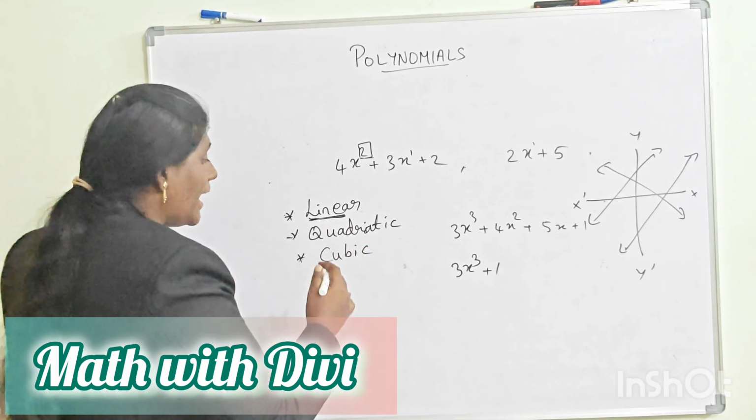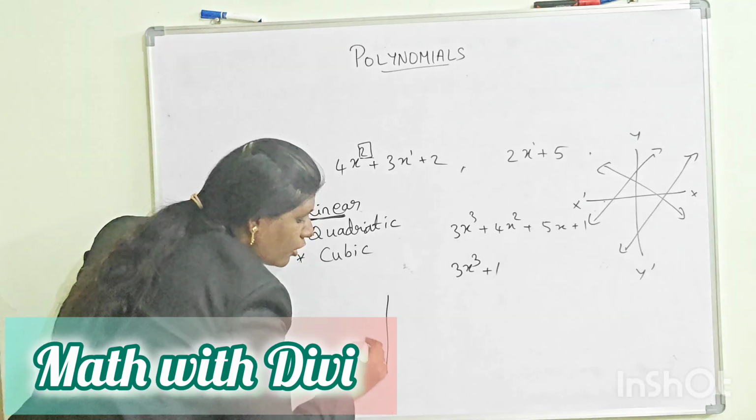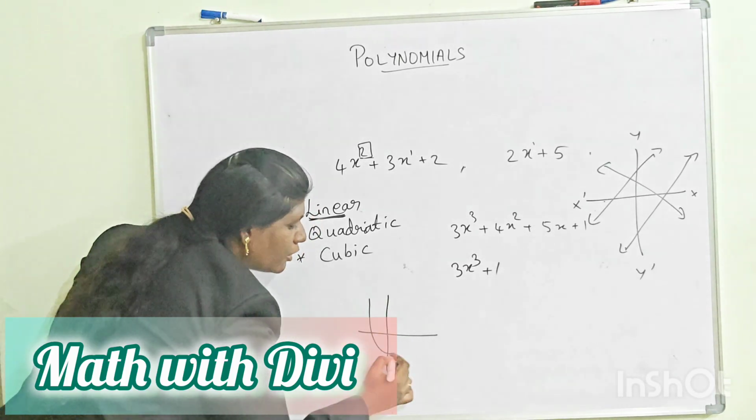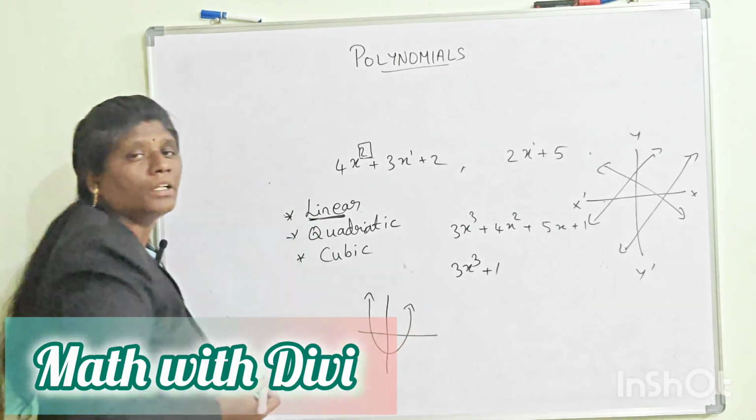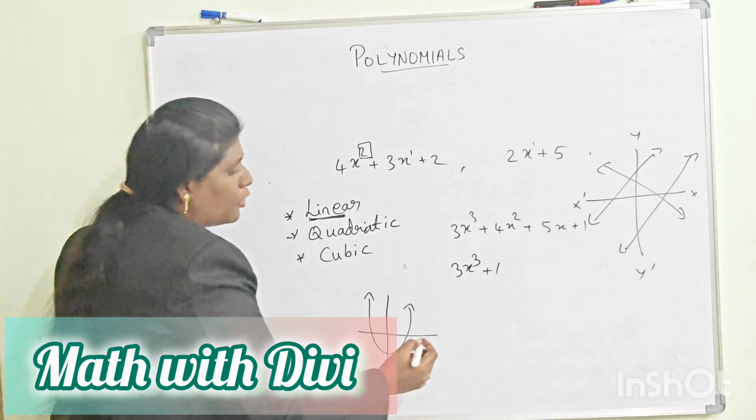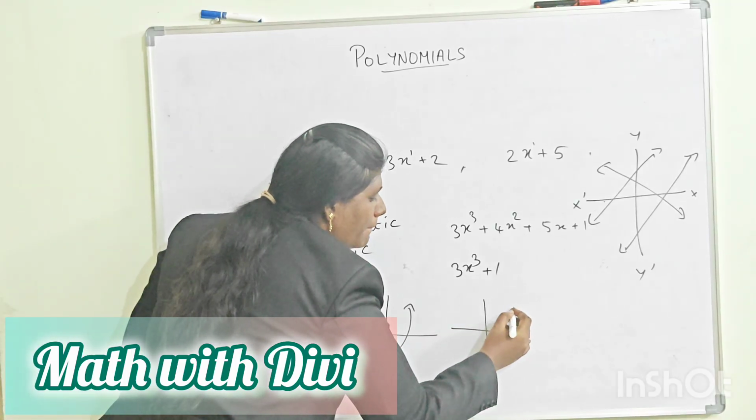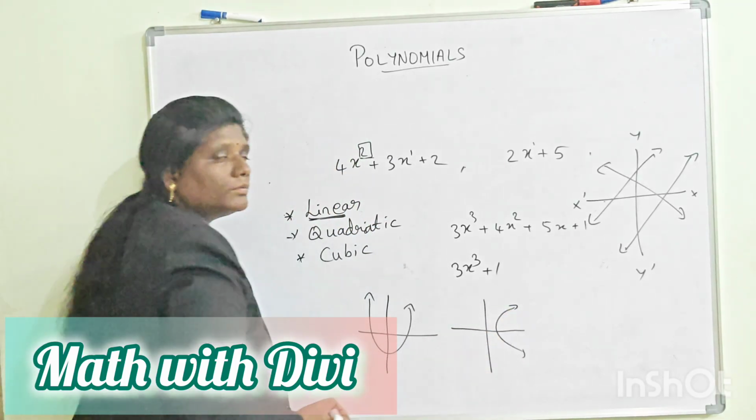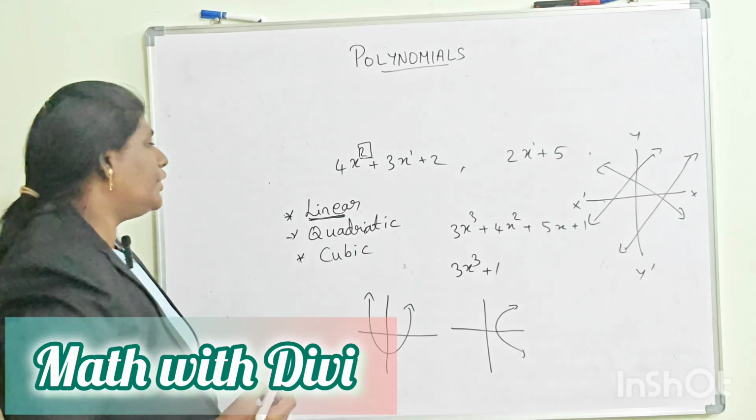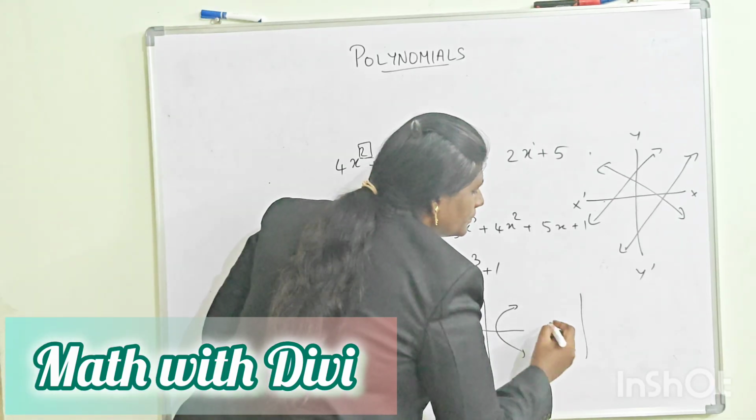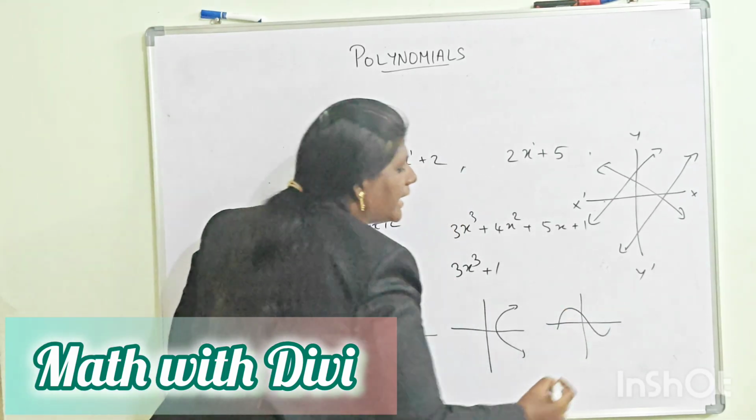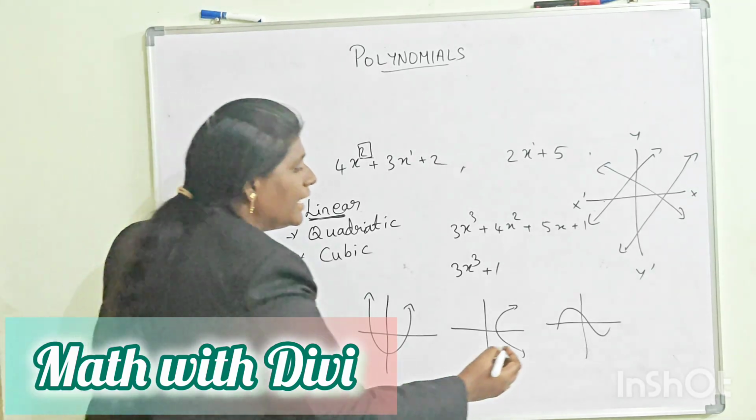If we draw a graph for a quadratic polynomial, it will be a parabola. And for a cubic polynomial, it will be like a wave.